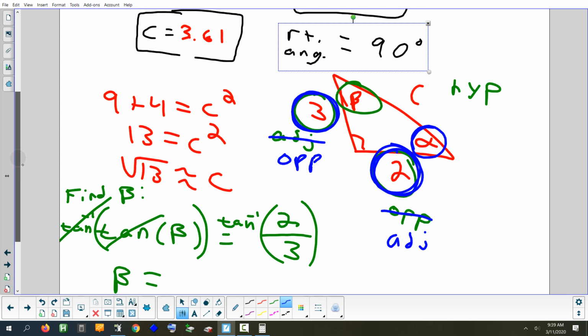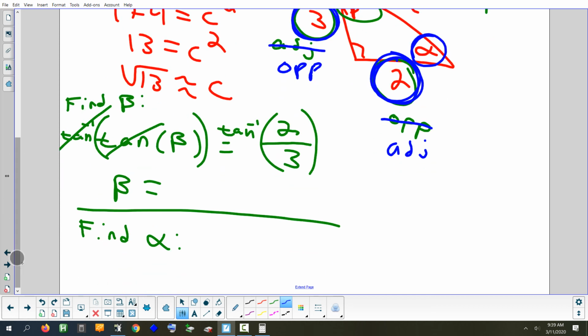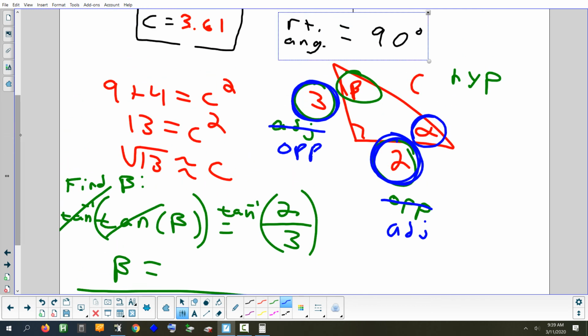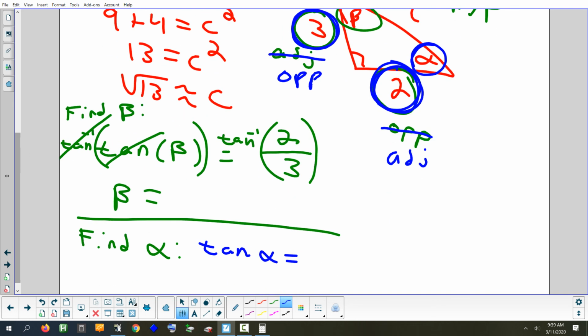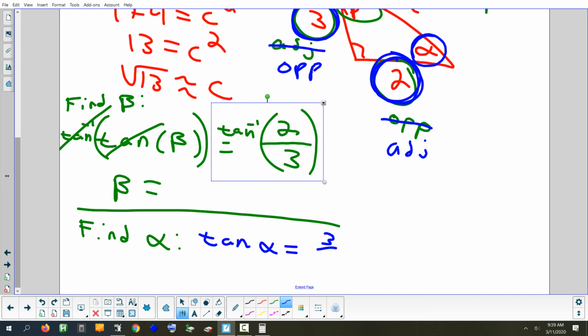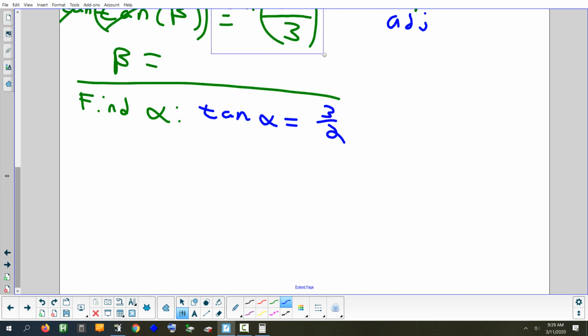So we're going to be using tangent again. So, tangent alpha equals, and Michael, what's opposite now? 3. In adjacent? Yep. So it's going to be 3 over 2. They just switched. Right. And to get alpha by itself, what function do I need to use? Yep, inverse tangent. So take the inverse tangent of both sides.